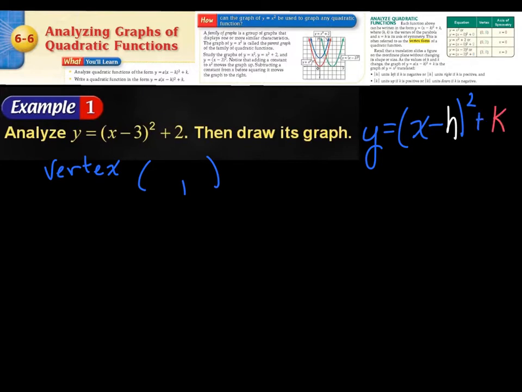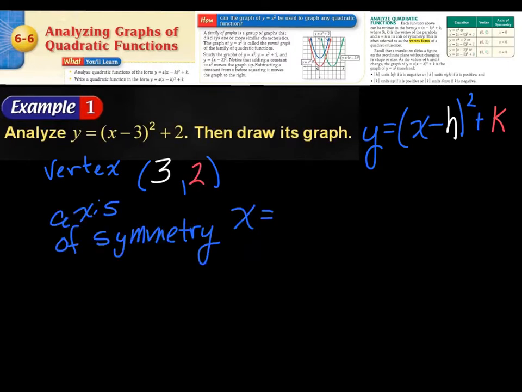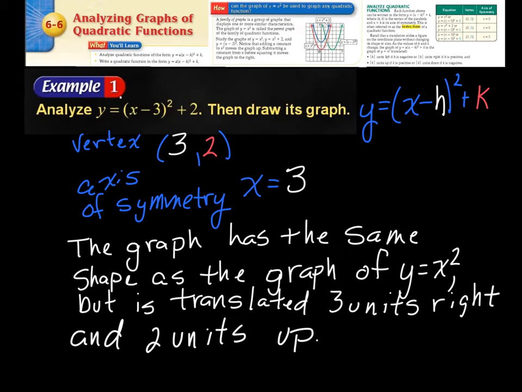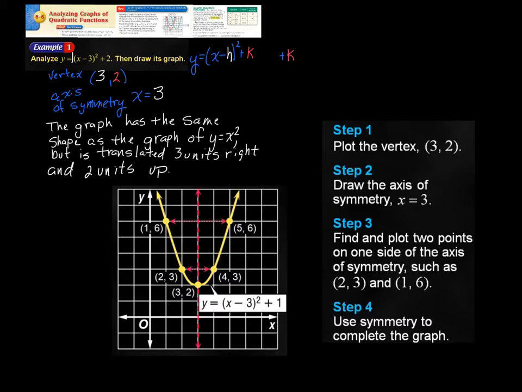They were nice and gave us the equation in vertex form, so we can see our vertex is at (3, 2), and the axis of symmetry is always x equals whatever the x value of the vertex was, so x = 3. There is no number in front of the (x − 3)², so the graph has the same shape as the original graph of y = x², but it is translated 3 units to the right and 2 units up. And that information is useful for drawing the graph.